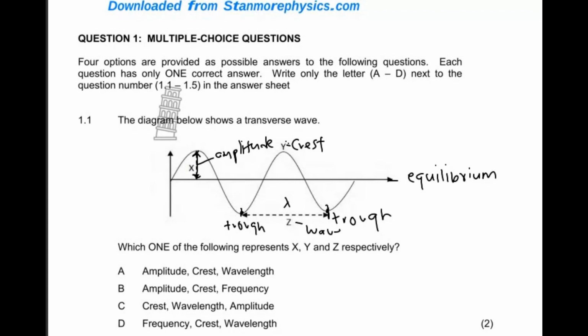So now it's just a matter of looking through the options that we are given. X is the amplitude, correct. Y is the crest, correct. And Z is the wavelength. It means option A is actually the correct one. And that is how essentially you will get your 2 marks.